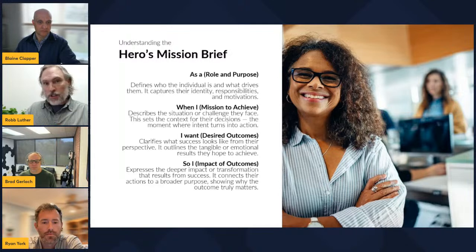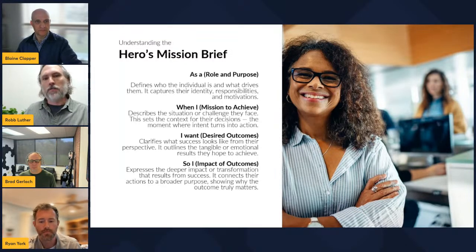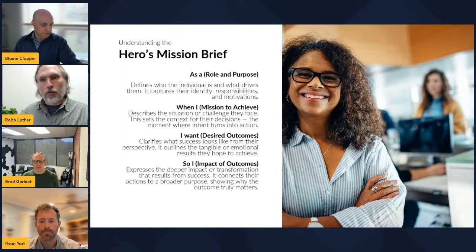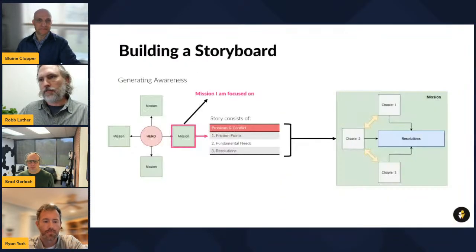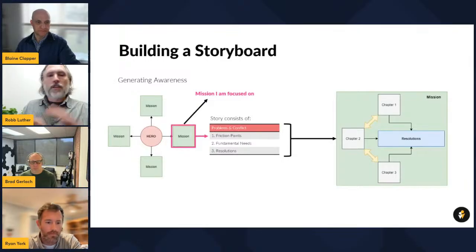When I is the mission that they're trying to achieve or the job that they're trying to do. I want are the desired outcomes of that mission, what they expect. And then so I is the impact of those outcomes, how it's going to affect them or their business. Our heroes have multiple missions.